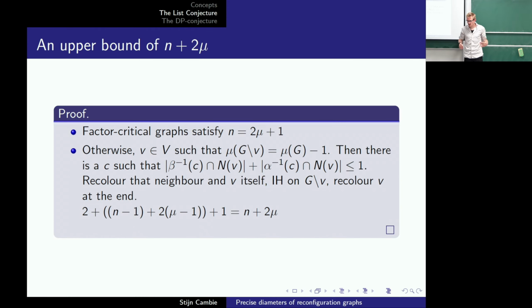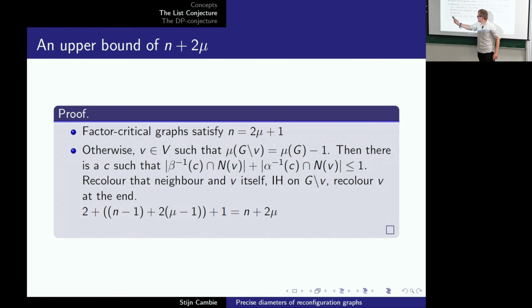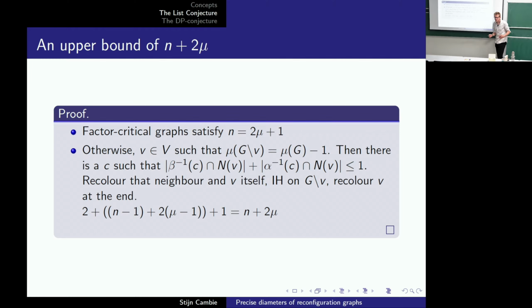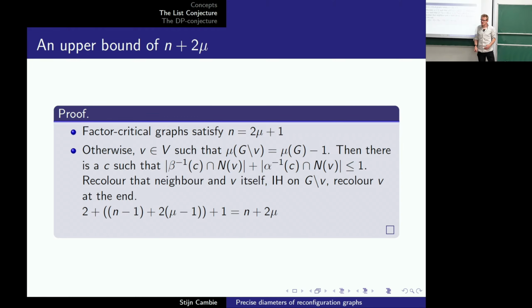So we have 2 recolorings at the beginning, and induction implies that we need at most n minus 1 plus 2 times mu minus 1 recolorings. Now all vertices have color beta of v, except maybe the one we picked, which we have colored by 1. If necessary, we recolor this one, so 1 additional recoloring, and so by induction we found n plus 2 mu. There was a question? Okay. I'm happy this is clear.